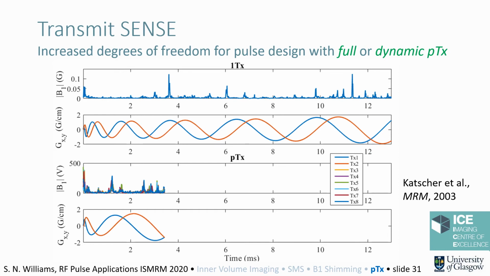The RF pulse is exciting a 2D inner volume with a spiral trajectory, similar to what was shown previously. Using pTx, the over 12 millisecond pulse length in 1Tx has been reduced 4-fold. It is important to note that the pTx pulse was designed without hardware limits in mind.